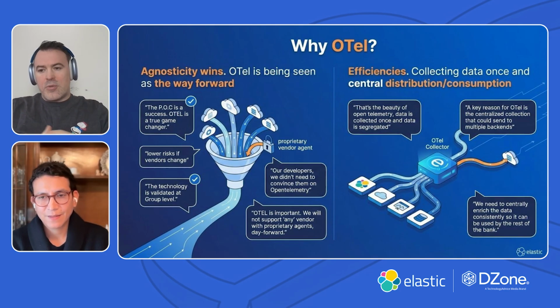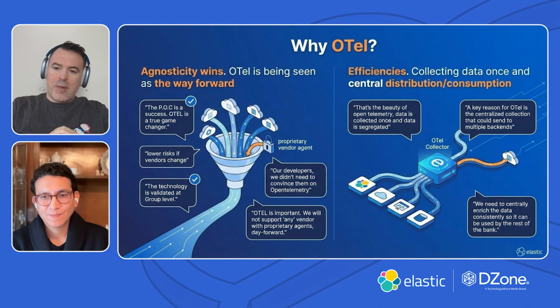People want to collect the data once. They don't want to have to collect it twice and process it twice and do all of the things that need to happen from a data collection and processing and pipelines perspective. So now they can actually centralize that collection, and they can easily send it if they need to multiple backends. Miguel, any thoughts on this?